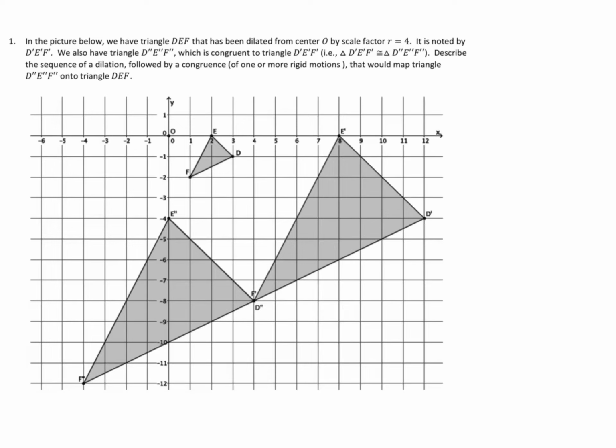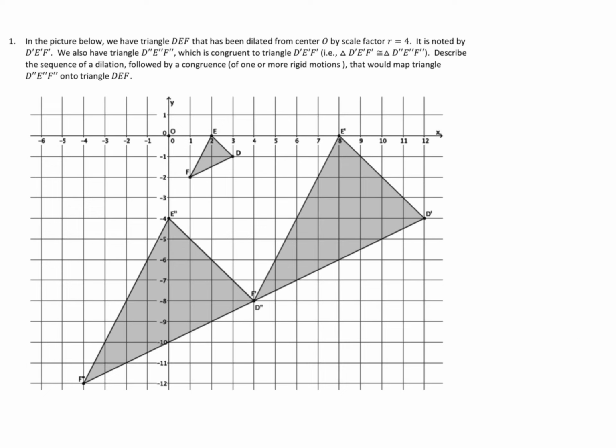In the picture below, we have triangle DEF that has been dilated from center O by a scale factor of r equals 4. It is noted by D prime, E prime, F prime. We also have D double prime, E double prime, F double prime, which is congruent to triangle D prime, E prime, F prime. Describe a sequence of dilation followed by congruence, which is rigid motions, that would map triangle DEF onto, or D double prime, E double prime, F double prime onto DEF.